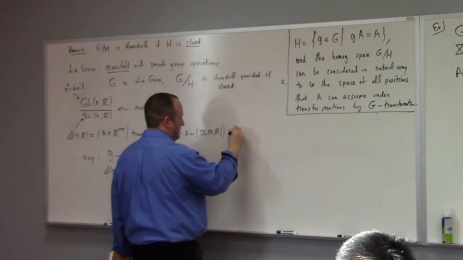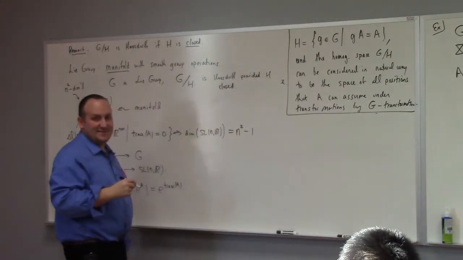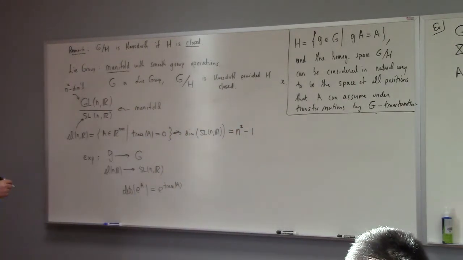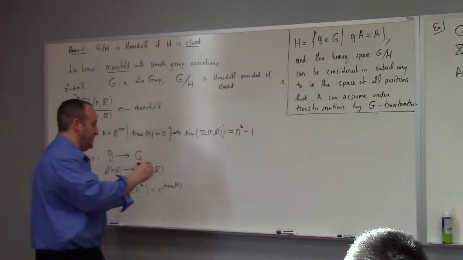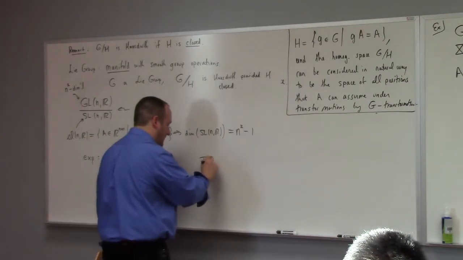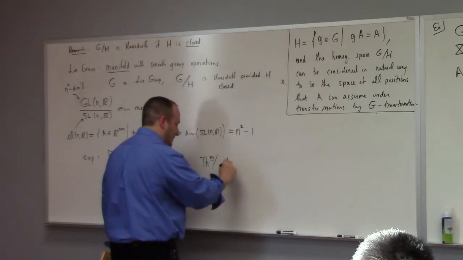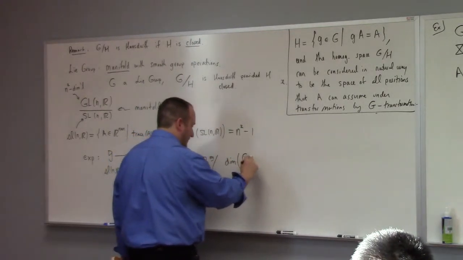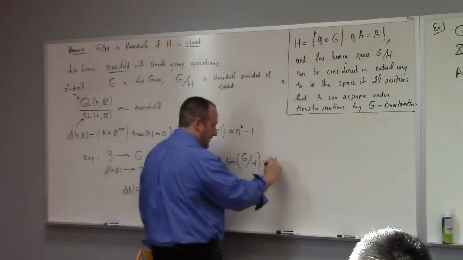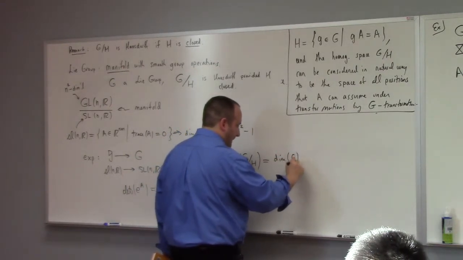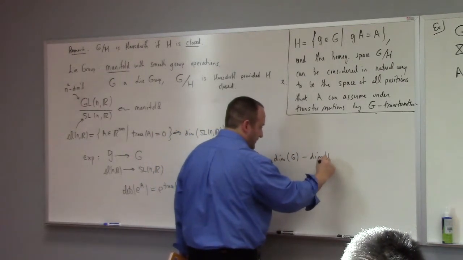It is in fact n squared minus 1, yes. So I said that GLN mod SLN is a manifold. There's a theorem in Lie group theory. We learned the following theorem. The dimension of G mod H, guess what it is? It's the dimension of G minus the dimension of H, as it turns out.